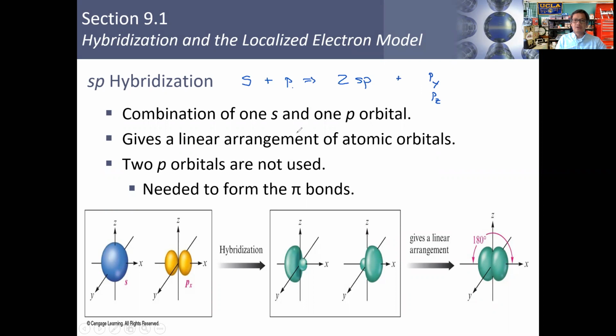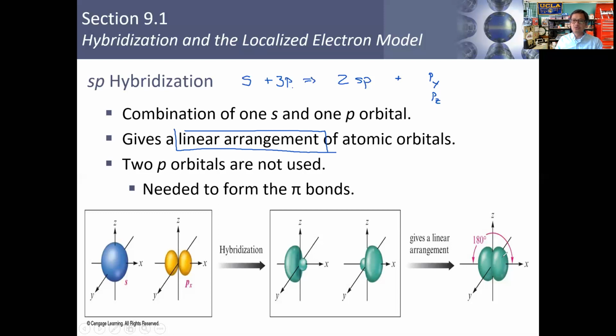So when you combine one s orbital with one p orbital, you'll form two sp hybrid orbitals, and you end up with two sp hybrid orbitals and two unhybridized p atomic orbitals. With sp3 hybridization, we saw a tetrahedral arrangement of those orbitals. With sp2 hybridized orbitals, we saw a trigonal planar arrangement. With an sp hybrid orbital, we're going to see a linear arrangement of these orbitals. So you want to keep that in mind as we move forward.